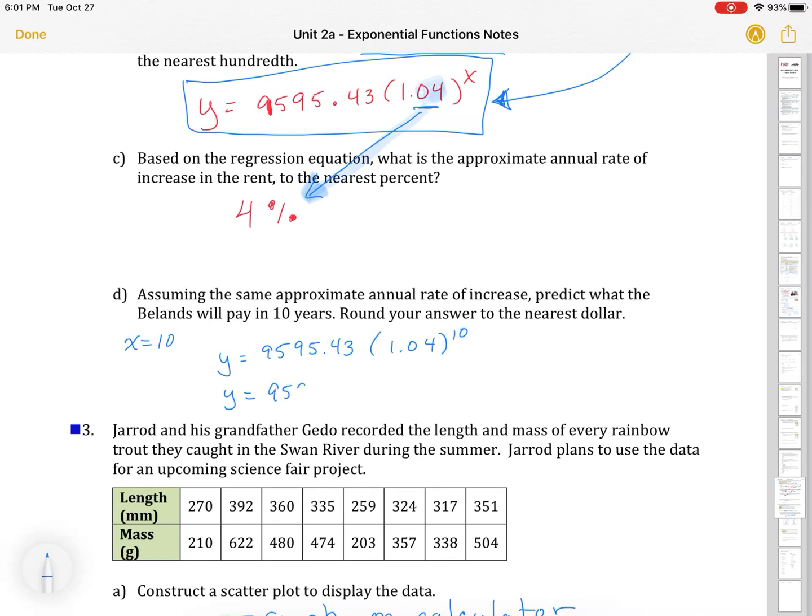So I get 9595.43 times 1.4802. And I'm going to keep all the decimals when I do my multiplying, but it continues. So I get this 1.4802, so times 9595.43. And I get 14,203. And it says to the nearest dollar, so that would be our solution.